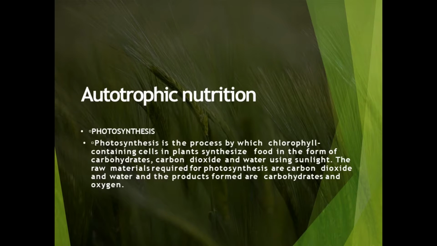Photosynthesis. Photosynthesis is the process by which chlorophyll containing cells in the plants synthesize food in the form of carbohydrates, from carbon dioxide and water using sunlight. The raw materials required for photosynthesis are carbon dioxide and water, and the products formed are carbohydrates and oxygen.